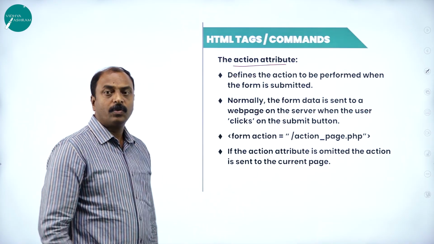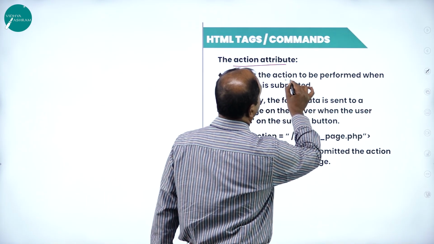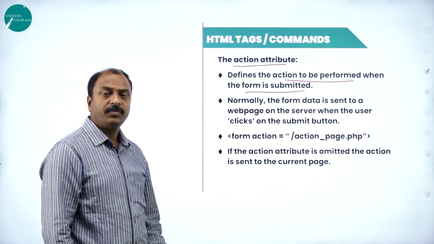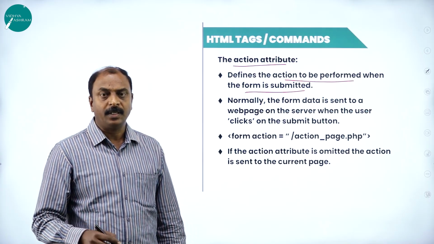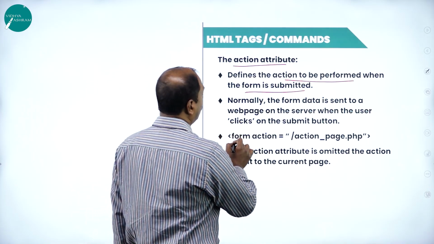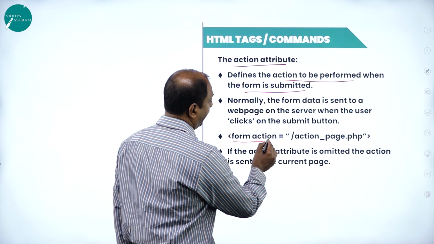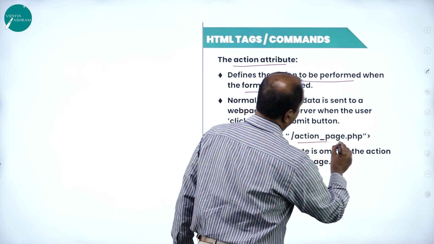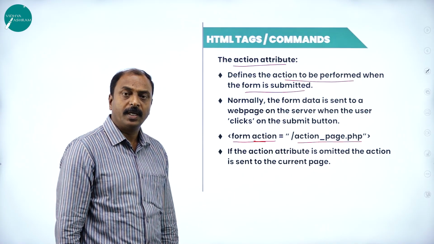Next one is the action attribute. This is one of the attributes we use in forms. It defines the action to be performed when the form is submitted. We have seen in the previous slide the submit button. As soon as you click on the submit button, what process is to take place, that we are defining in the form tag here. So this is how we use it: form action. Action is one of the attributes here, action page dot php. So this is the action attribute we are using in the form tag.